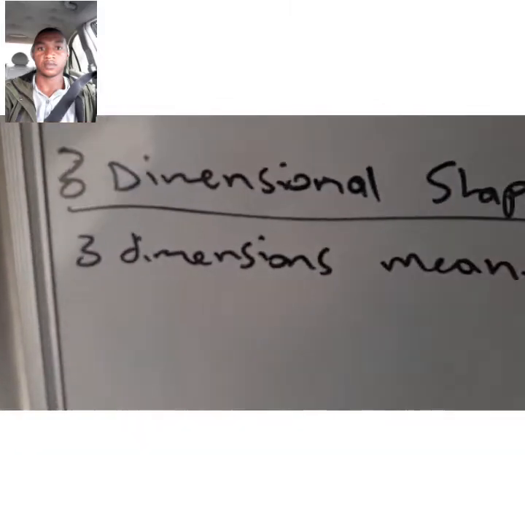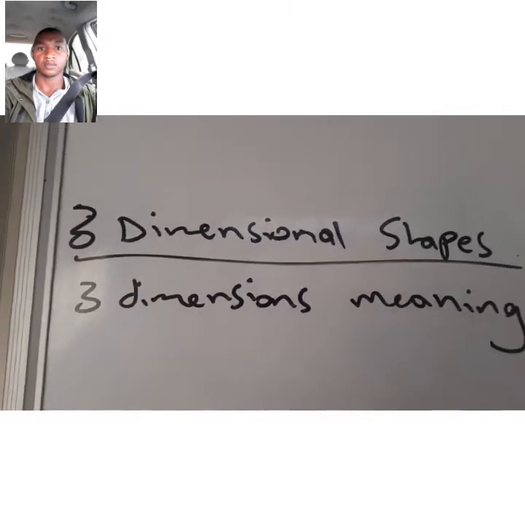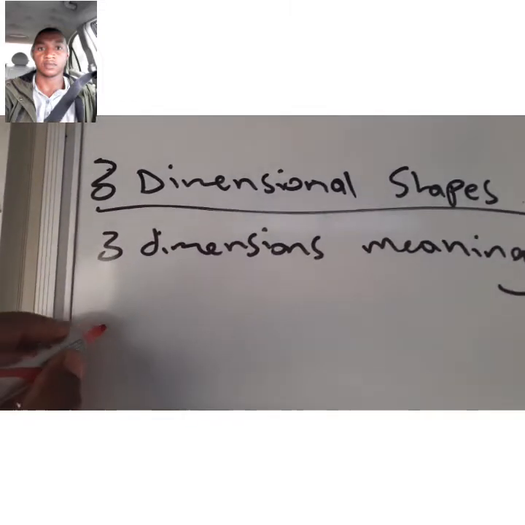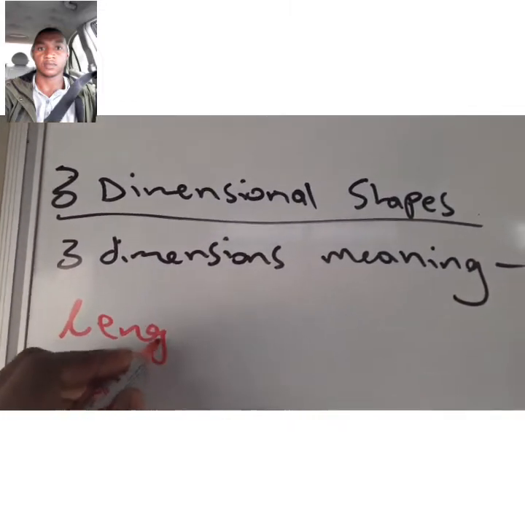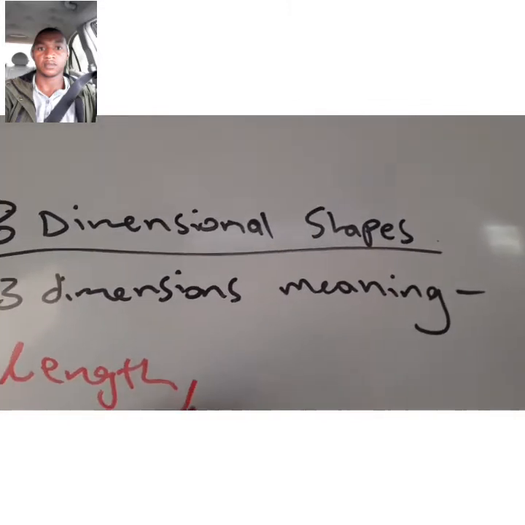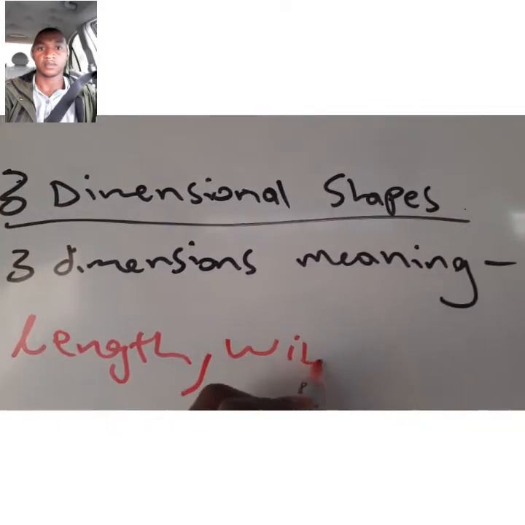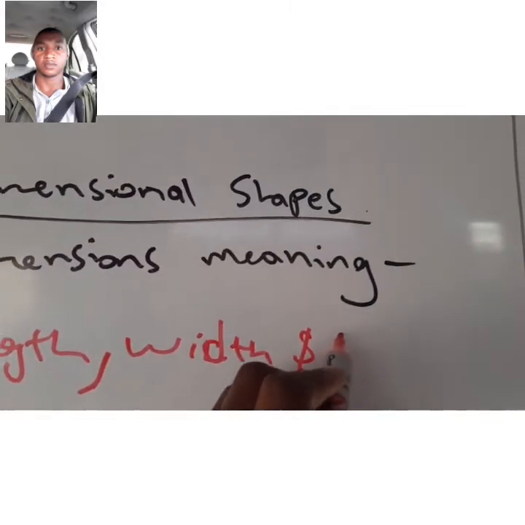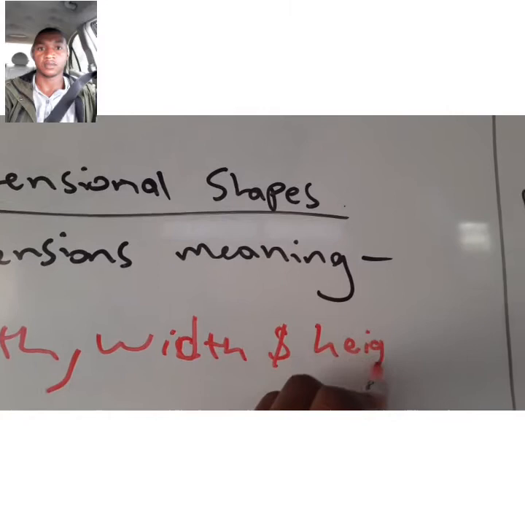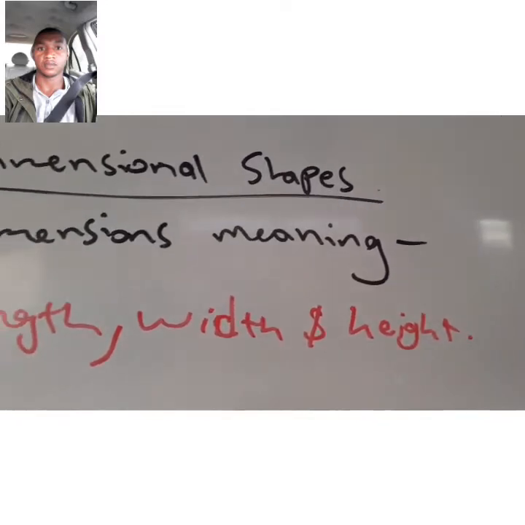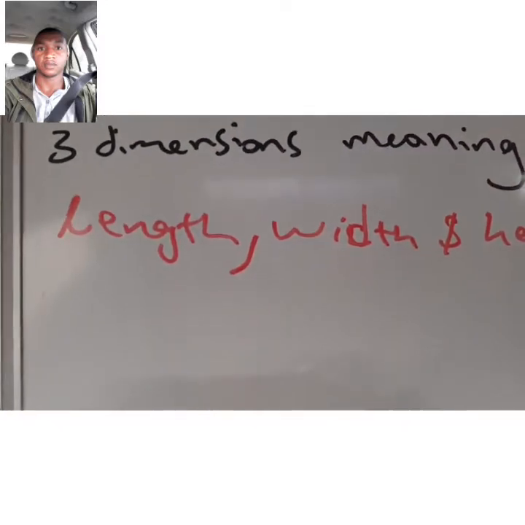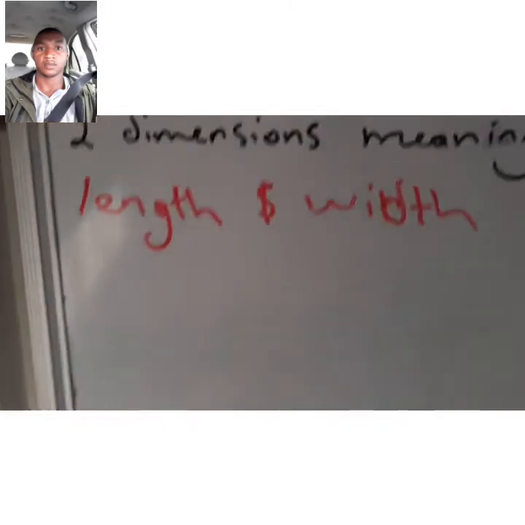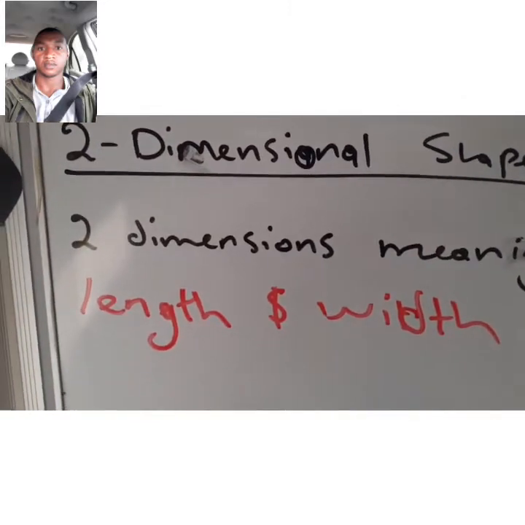And the three-dimensional shapes are referred to as three-dimensional shapes because you'll be dealing with three dimensions, which is your length, okay, your width, and your height. Okay, so those are the reasons why one would be called three-dimensional and the other would be called two-dimensional.